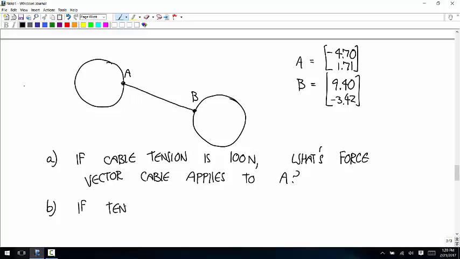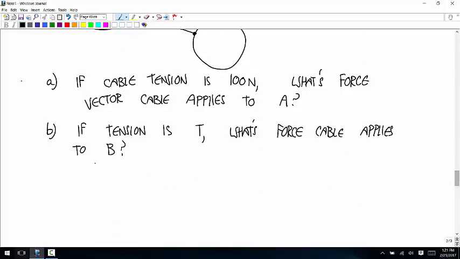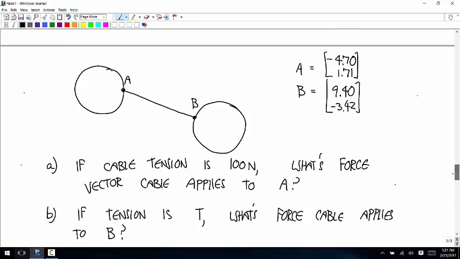So if the tension is T, what's the force the cable applies to B? All right, so for part A, we know the magnitude of that force, which means we know that force vector if we just come up with a unit vector in this direction. We know the force vector is in that direction.